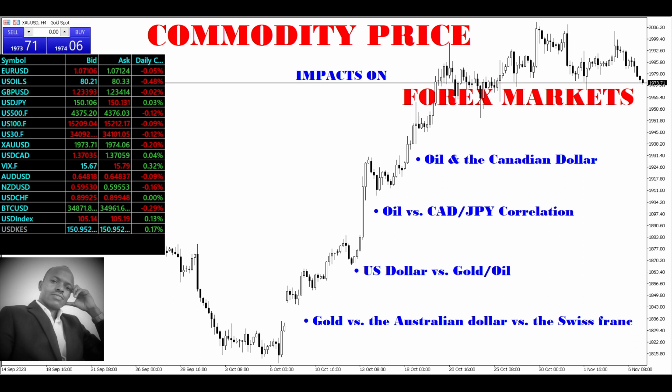This results from the fact that Australia is one of the world's leading producers of gold. Further, there is a direct correlation between gold prices and the Australian dollar. In simple terms, a rise in gold prices leads to appreciation of the Australian dollar. And when gold prices decline, the Australian dollar also depreciates.